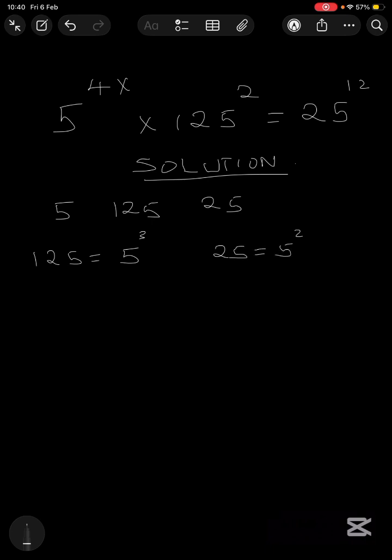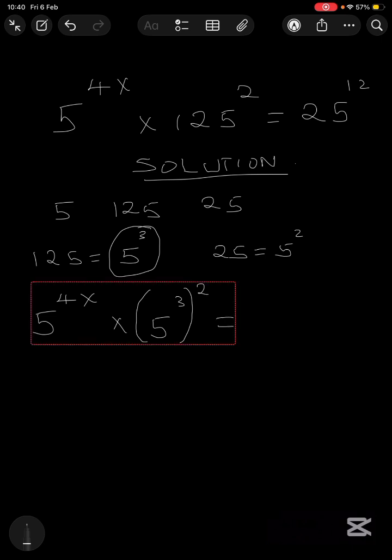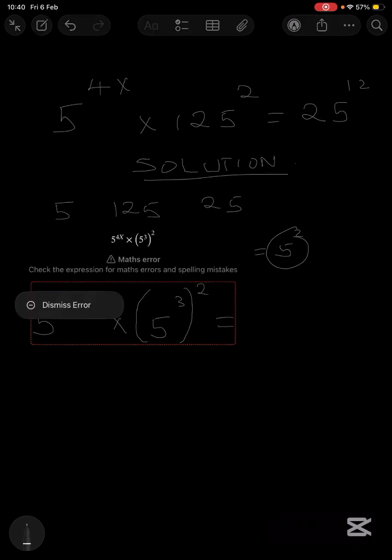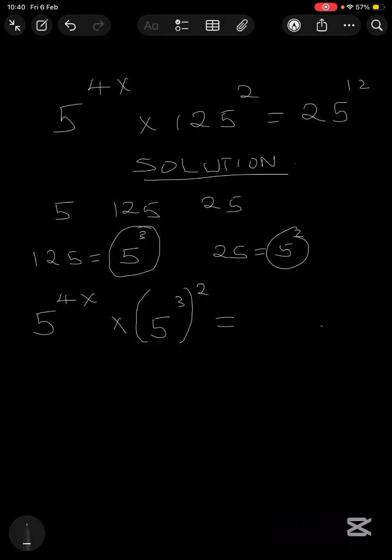After that, we substitute. So we have 5 power 4x times 125. 125 is the same as writing 5 power 3, then you close it with a bracket. Then 125 had power 2 is equal to 25, which is the same as writing 5 power 2, and 25 had power 12.